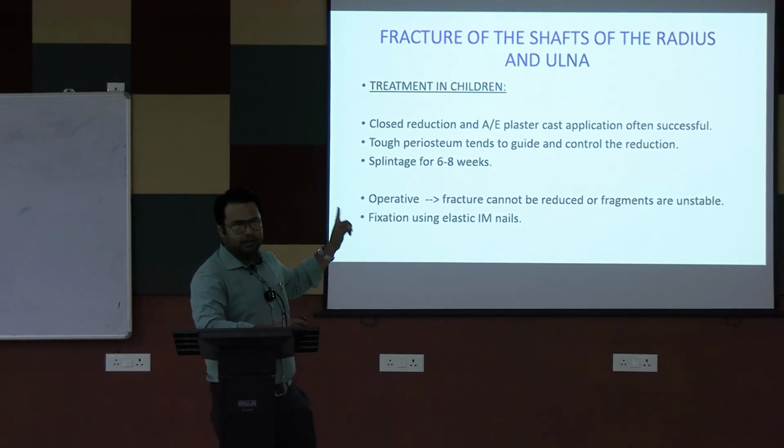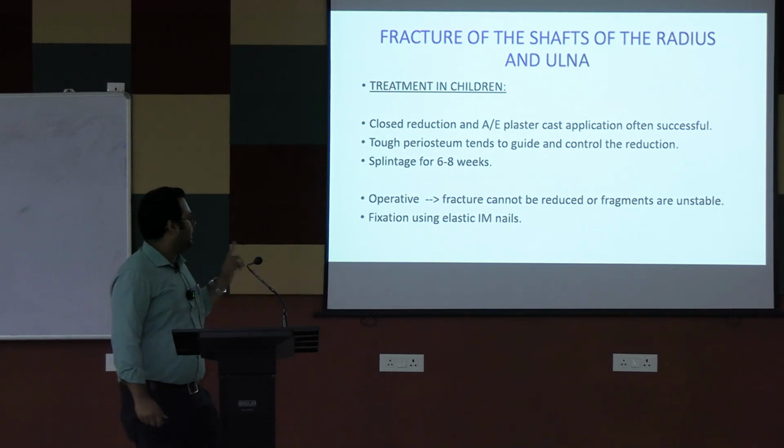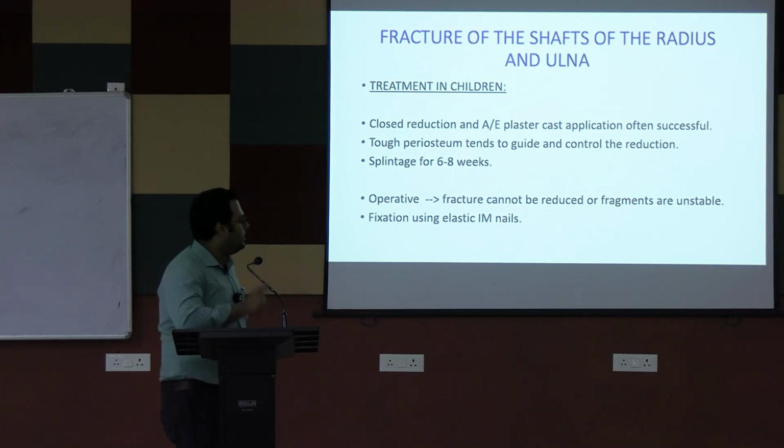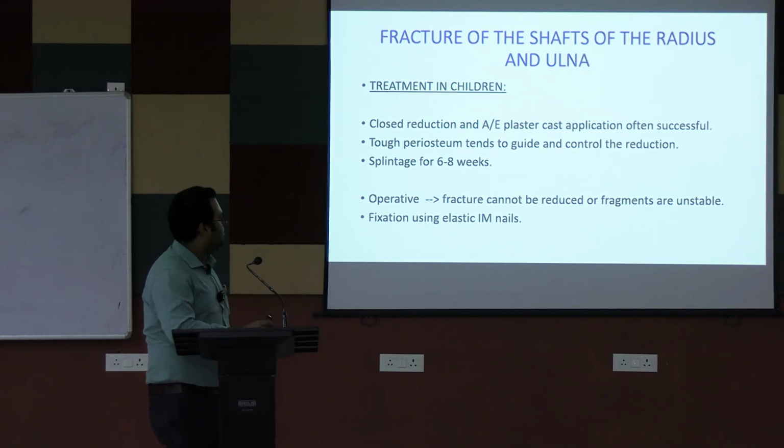Children have very tough and thick periosteum as compared to adults. You must know what a periosteum is, you've learned it in anatomy, right? So in children, the tough periosteum helps to guide and control the reduction. And in children, the movement comes back pretty rapidly, so we don't have to worry about joint stiffness. That's why in children, the main method of treatment is closed reduction of the fracture and cast application, which is kept for 6 to 8 weeks depending on the age of the child.